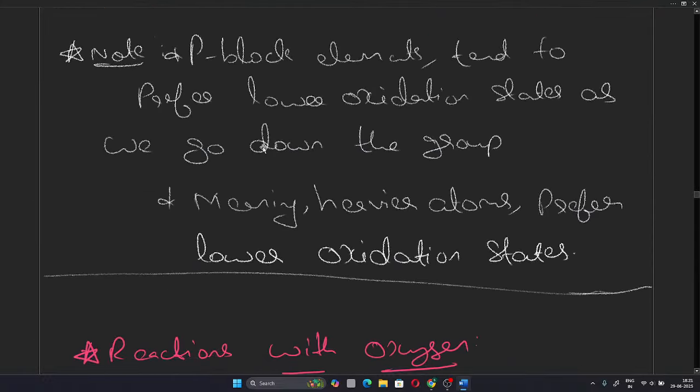P block elements tend to prefer low oxidation states as we go down the group, meaning heavier atoms prefer lower oxidation states.